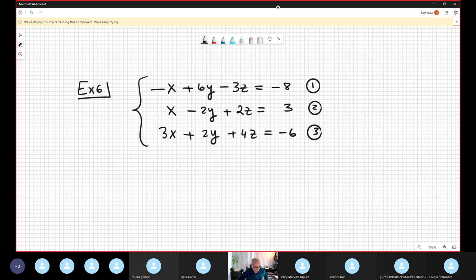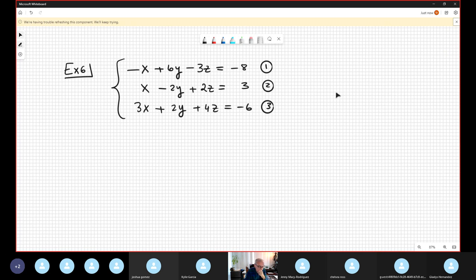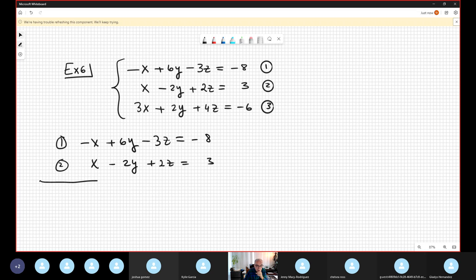Because it's too complicated. Okay, so now on my piece of paper, because there is not one single way to solve this, there are many ways to solve this. I see in the moment I did that, wow, equation one and equation two, without doing anything, are ready to eliminate x, because we have minus x and positive x. Well, I copy. Equation one is minus x plus 6y minus 3z equal minus 8, cool. And equation two is positive x minus 2y plus 2z equal 3. Okay, ready to add equation one plus equation two.